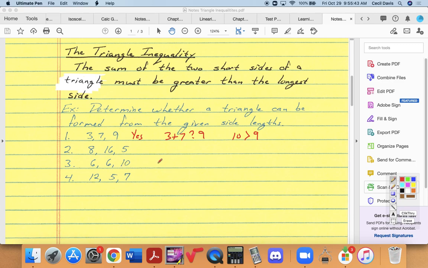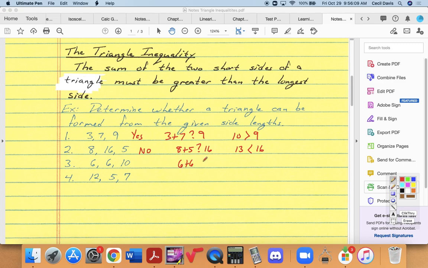They're not always in order from smallest to largest. You have to pick out the two smaller ones. So if I do 8 plus 5 and compare that to 16, well, 13 is less than 16. So that's no. How about this next one?